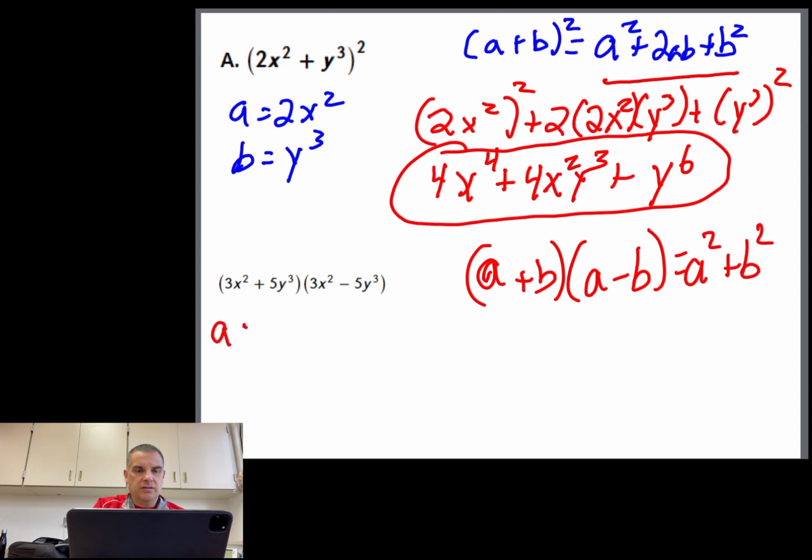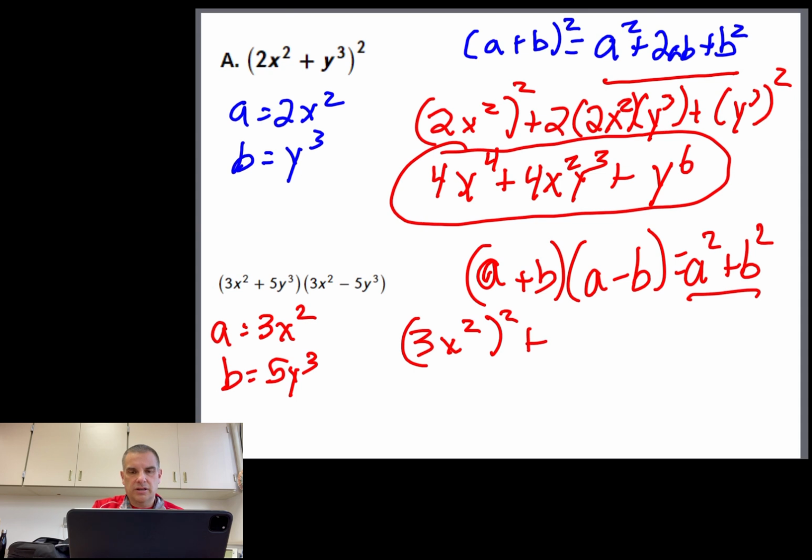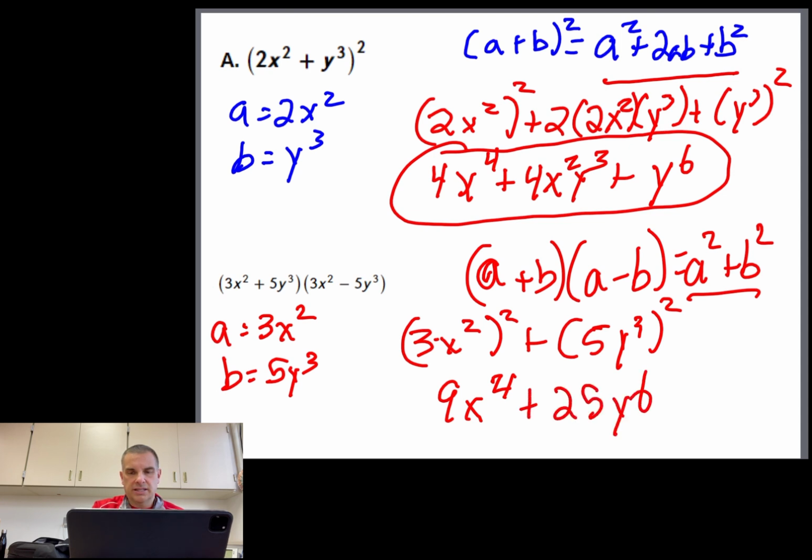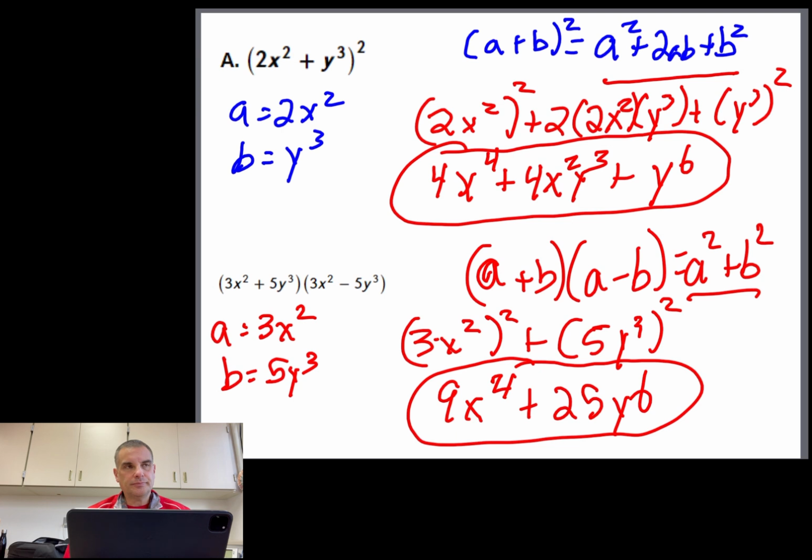So what's my a value? Well, my a value is 3x squared. My b value is 5y cubed. Okay, so my result is going to be a squared, so 3x squared squared, minus b squared, 5y cubed squared. 3 squared is 9, so that's 9x to the 4th, minus 5 squared is 25, y to the 6th. Okay, so we've expanded it out and got to our solution.